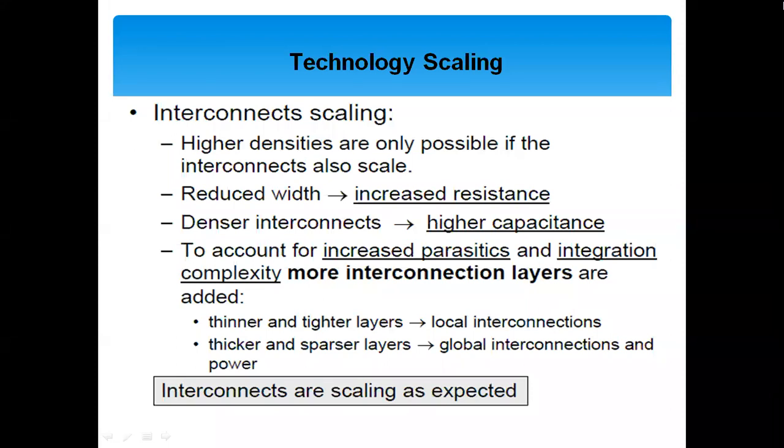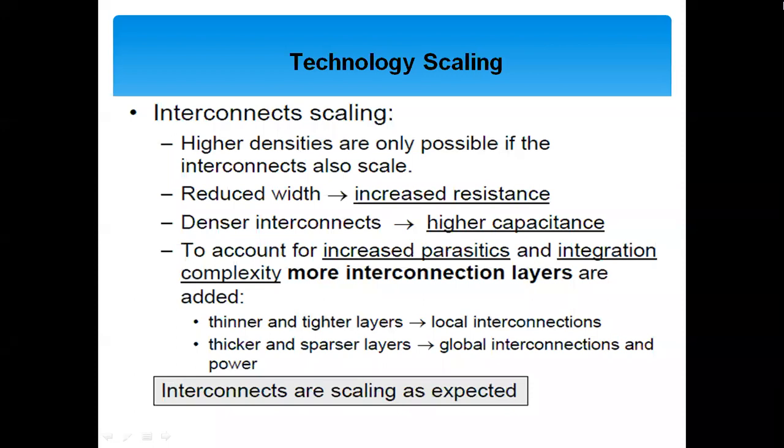तसं तुम्ही मॉस ट्रान्झिस्टर जर का स्केल्ड डाउन केले तर इन दॅट रिगार्ड द इंटरकनेक्टिंग पाथ also you have to scale down, right? So it is all about the scaling. So that aspect is called as interconnect scaling. So higher densities are only possible if the interconnects are also scaled.